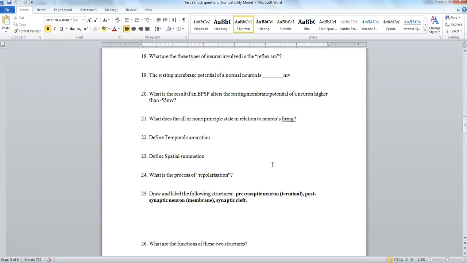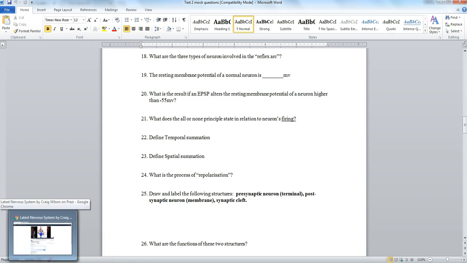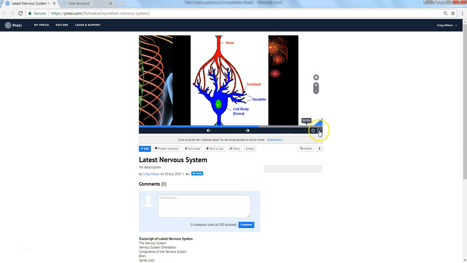So while we're here, we probably should have done this earlier, but we'll do it now. We'll have a look at number 25. Essentially in here we need to draw a synapse. So we need to draw one presynaptic terminal and one postsynaptic membrane and leave a little gap in the middle, and label these presynaptic, postsynaptic and synaptic cleft. It's going to be a simple labeling task on your exam as well, where you just recognize where each of those parts are. So really easy marks there.